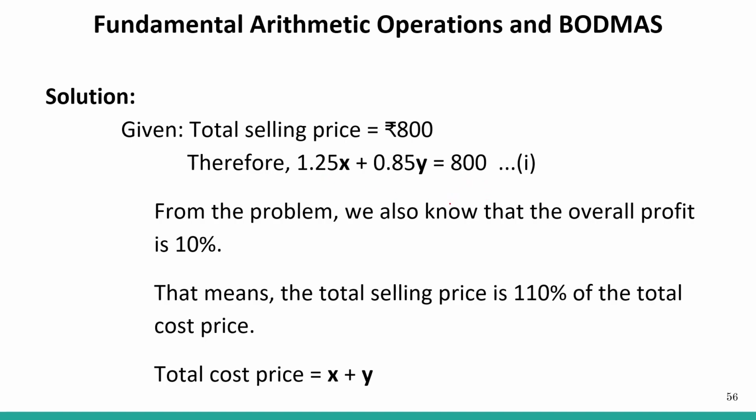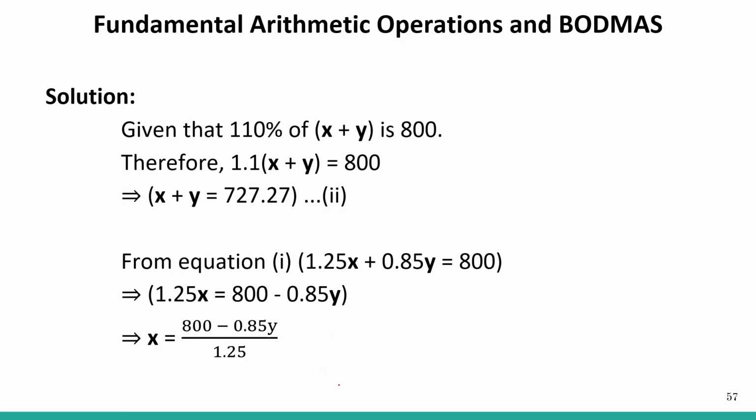From the problem, we also know that the overall profit is 10%. That means the total selling price is 110% of the total cost price. The total cost price is x plus y. Given that 110% of x plus y is 800, we can solve that x plus y is nothing but 727.27. So from equations 1 and 2, 1.25x plus 0.85y is equal to 800.